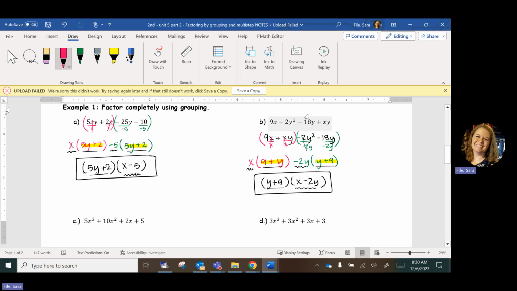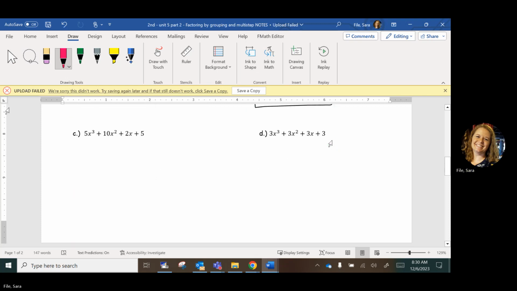This one that we ended up rearranging was all mismatched, okay? Your x's weren't together. So that's why we needed to rearrange that one to make it work. This one does not need to be rearranged. We're ready to do our grouping.